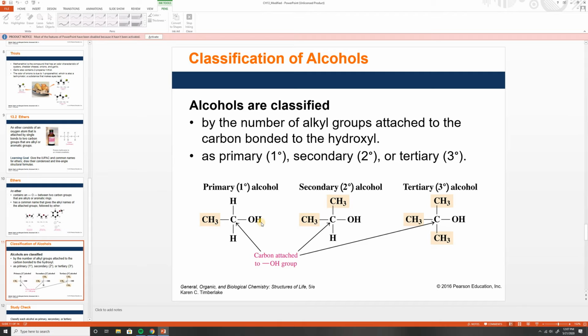If you look at these pictures, the OH, the alcohol, is attached to 1 carbon. It's not how many the OH is attached to, because they're all attached to 1 carbon. They can't be attached to 2 carbons. But that carbon can be attached to 1, 2, or even 3 carbons. When that carbon is attached to 1 carbon, it is a primary alcohol. When that carbon is attached to 2 carbons, it is a secondary alcohol. And when that carbon is attached to 3 carbons, it is a tertiary alcohol.